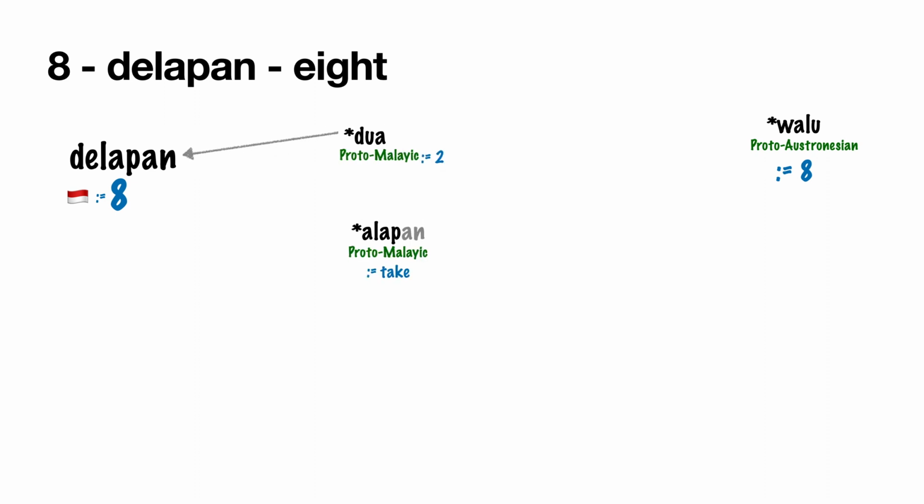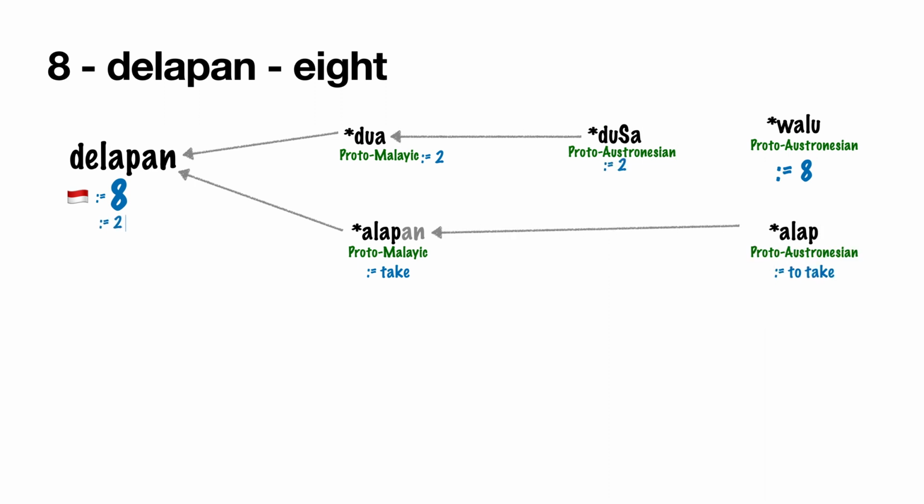8. While the Proto-Austronesian word for 8 is walu, Indonesian word for 8 is delapan. It comes from Proto-Malayic words dua alapan, from Proto-Austronesian roots dusa and alap. Literally means to taken, or more clearly to taken away from 10. Malay word lapan for 8 is actually a shortened form of delapan. Indonesian also use word lapan in colloquial, but delapan as the standard one, while in Malay it's the opposite, lapan is the standard one for 8.